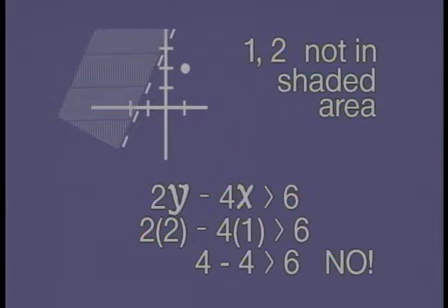It should not work. We plug it into the original inequality, 2y minus 4x is greater than 6. We plug in the 2 for y, the 1 for x, and we notice that 4 minus 4, which is 0, is not greater than 6. It does not work. So a point that should have worked did work. A point that should not have worked did not work. We believe that our graph is the correct graph for the original inequality.